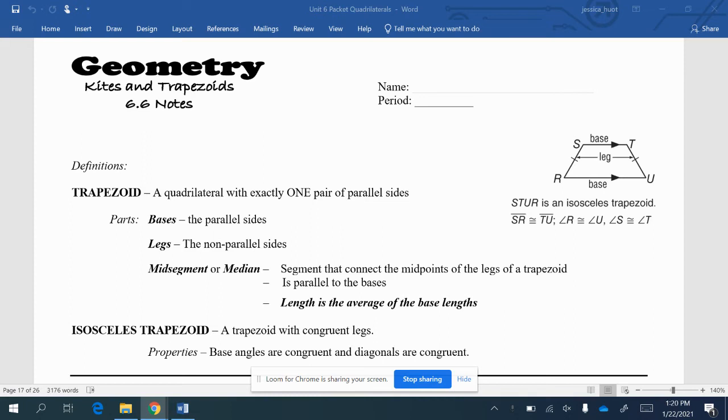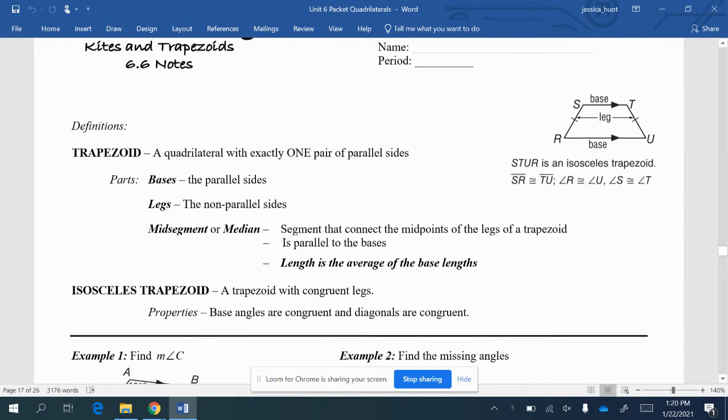Kites and trapezoids. So first we're going to start talking about a trapezoid. There are two different types of trapezoids. A regular trapezoid is just a quadrilateral with exactly one pair of parallel sides. The bases are the parallel sides, as you can see in this picture right here. We have two bases and they are parallel to each other. The legs are our non-parallel sides.